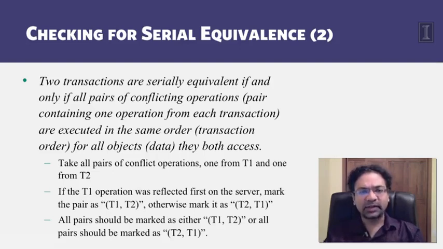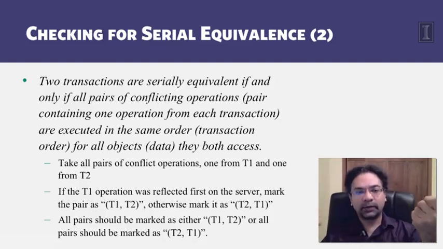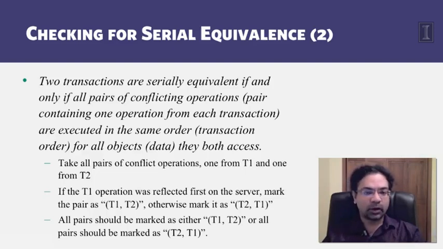So what this is saying is the following. Suppose I have two transactions, T1 and T2. I take a particular interleaving. I'm going to take all pairs of conflicting operations where one part of the pair comes from T1 and the other part comes from T2. If the T1 part of the pair was executed first in that particular interleaving, then I'm going to mark that pair as T1, T2, because the T1 part occurred first.